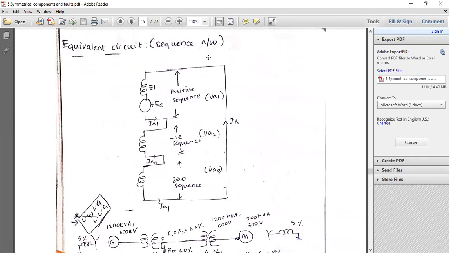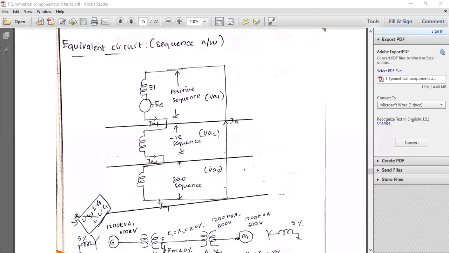Now, this is the equivalent circuit of line to ground fault. See how I am drawing this figure. Why? Because now you see here. Up to this is a positive sequence network. And next, this is a negative sequence network. And this is a zero sequence network. So I have divided the total network into three parts: positive sequence, negative sequence, and zero sequence.